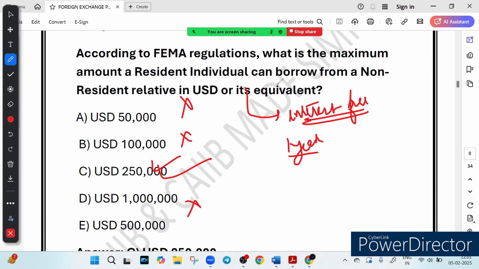So here the keyword is non-resident relative, right? And the loan must be interest free and have a minimum tenure of 1 year. It can be used for personal or business purpose except for restricted activity like real estate or stock trading, and amount higher than USD $2.5 lakh.